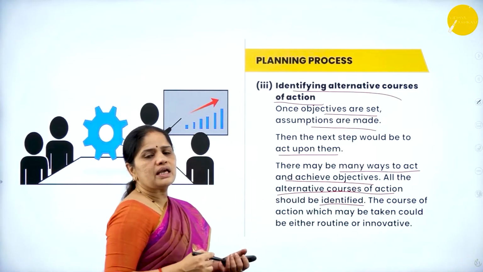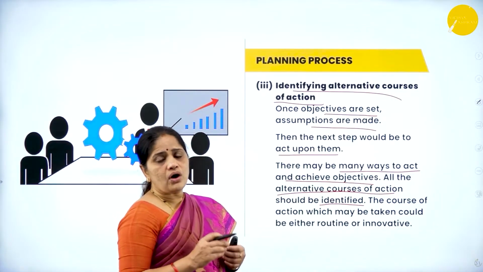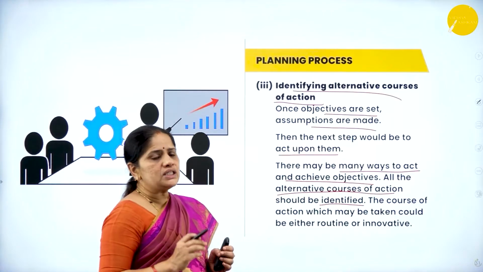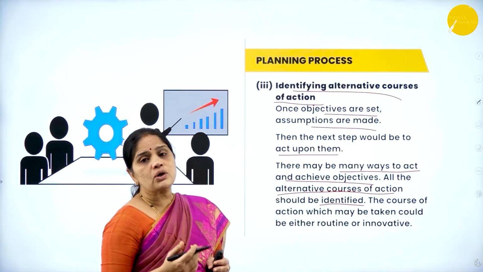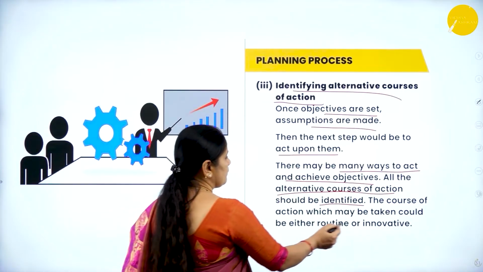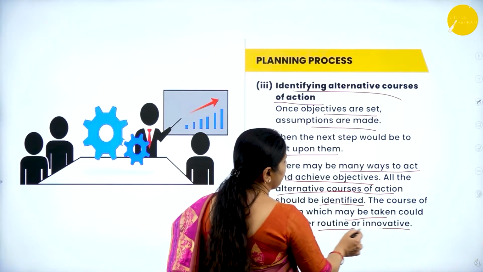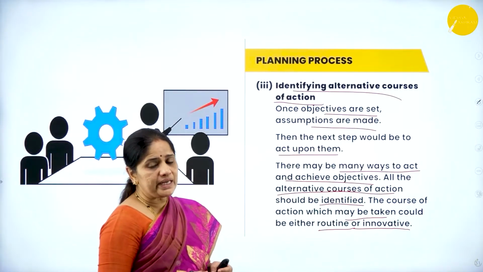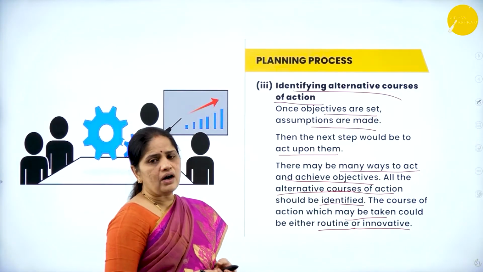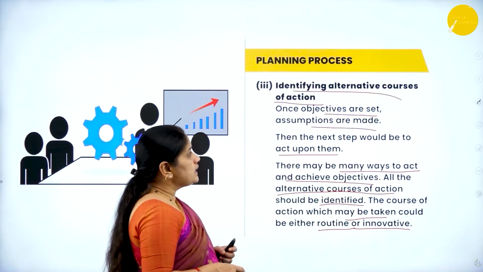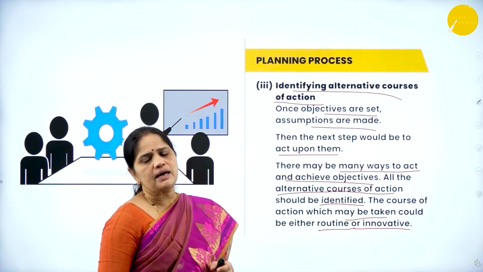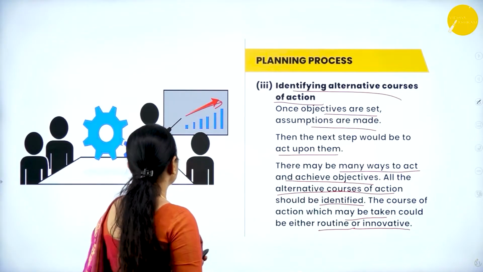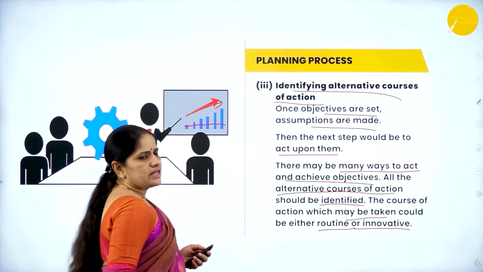Whenever a plan is being implemented, we have to study the various alternatives available in front of us, and only after evaluating each alternative do we decide on the next course of action to be taken. The course of action may be either routine or innovative. Routine means whatever we have been following all these years, the same course of action we may take, or we can adopt an innovative way of doing things. So this is the third step in the planning process: identifying the alternative courses of action. You look into the best way to reach the objective, and also the various alternatives available to us.